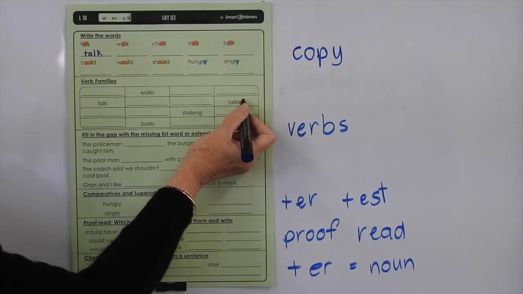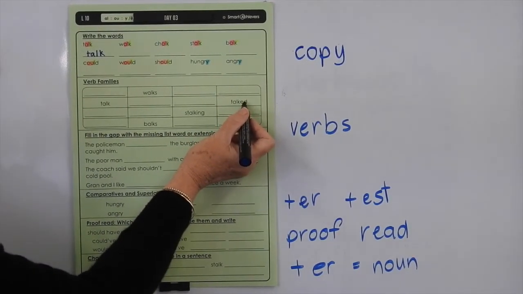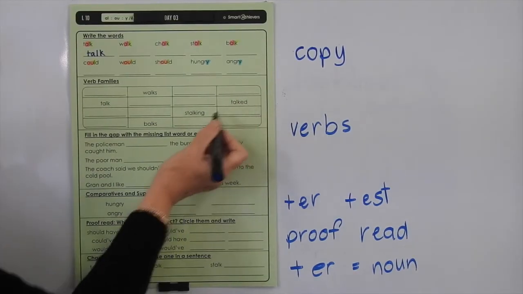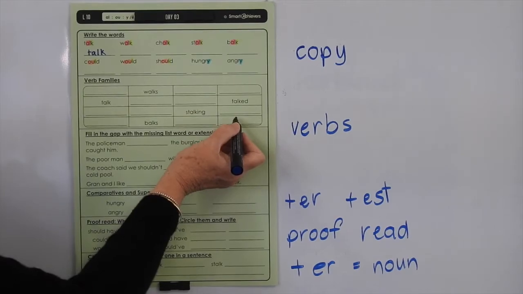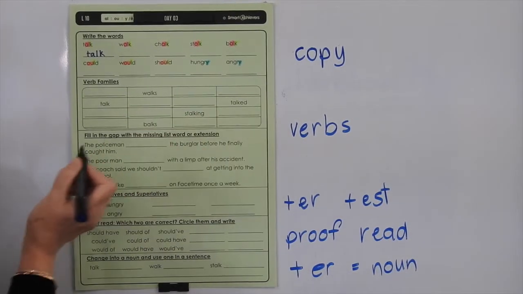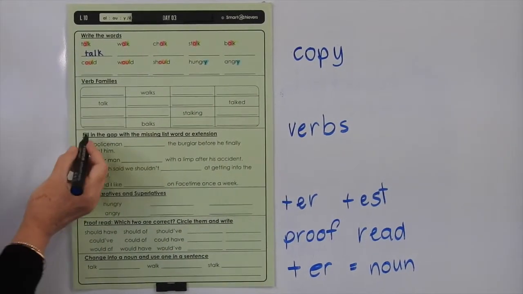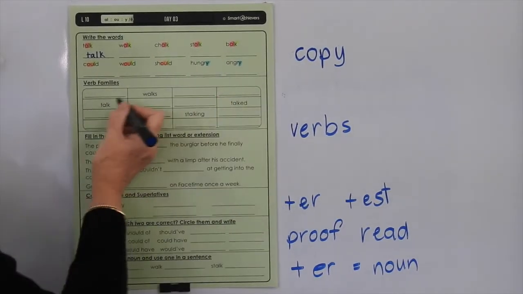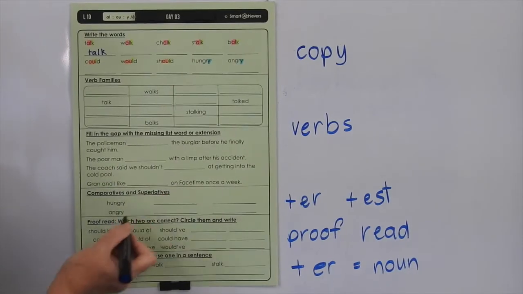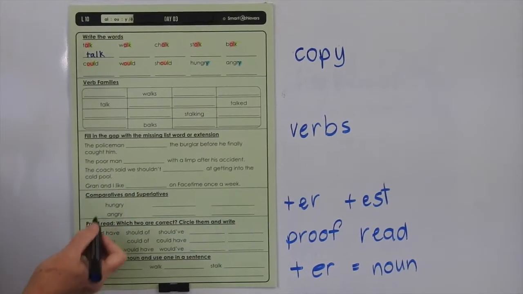So talked, it sounds like you're writing a T there, but you know ed can make a t, d, or id sound, and in these words that end with a K, we're going to get the t sound coming through. So fill in the gap with the missing list word or extension. So this little table here will help you to fill in those words.